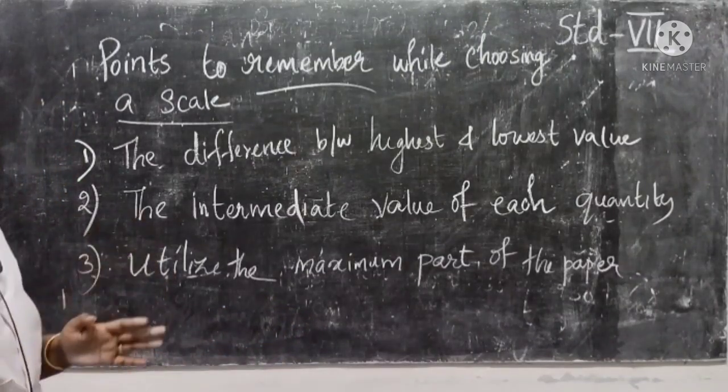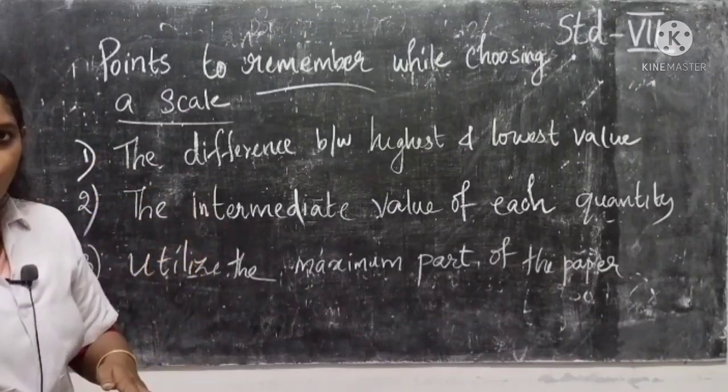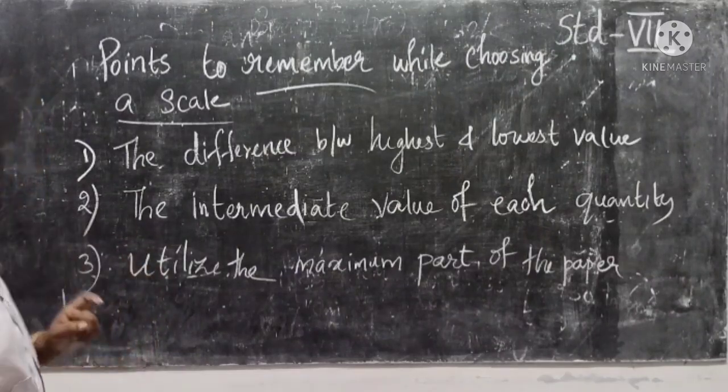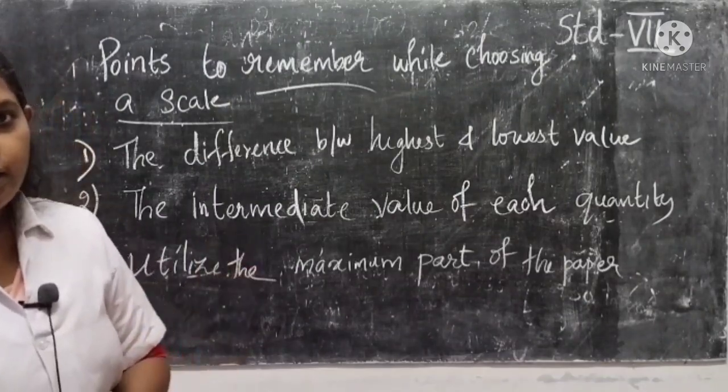So the points to remember while choosing a scale are the difference between the highest and lowest value of each quantity, the intermediate value of each quantity, and utilizing the maximum part of the paper to draw the graph.